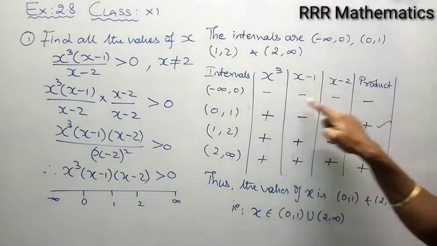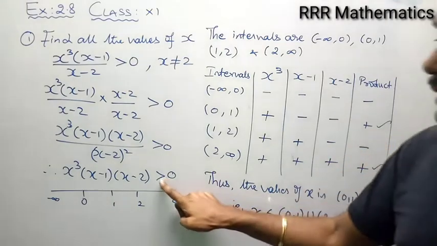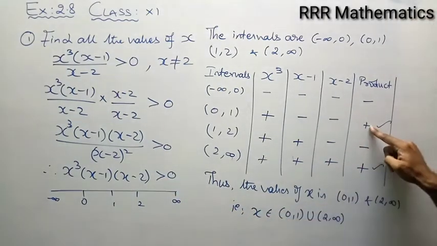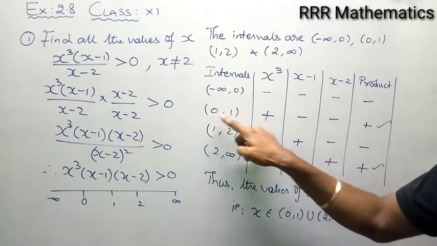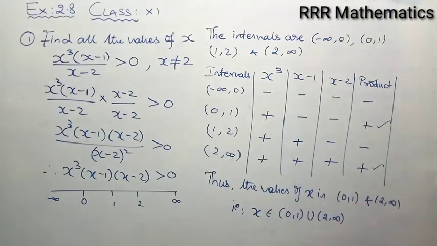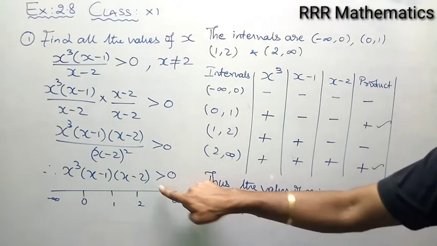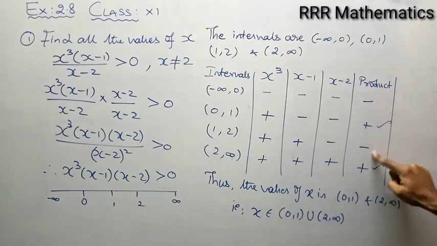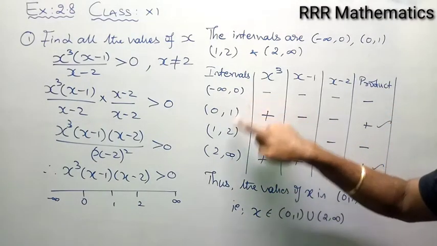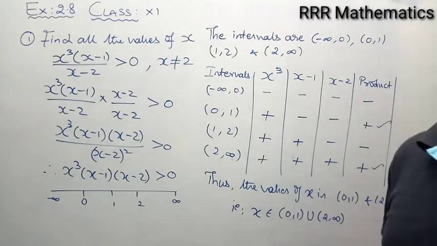So finally find the product and see the inequality. If it is greater than 0, choose the positive sign, which gives between 0 and 1 and 2 and infinity. That is the value. Suppose this is less than 0, then I will select the negative of this one and this one: minus infinity, 0 and 1, infinity. Got it? Is it clear?